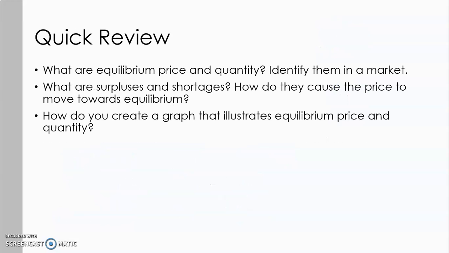So, quick review. What are equilibrium price and quantity? You can identify them in a market. What are surpluses and shortages? How do they cause the price to move toward equilibrium? And how can you create a graph that illustrates equilibrium price and quantity?